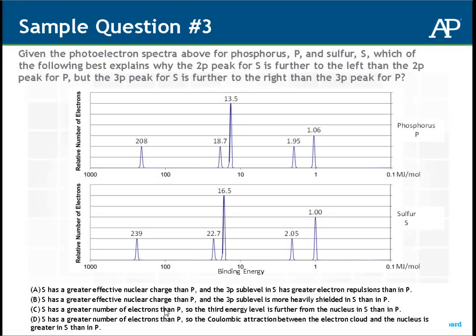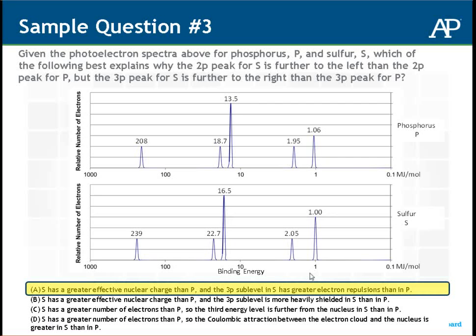C says P has a greater number of electrons than S does, which is true. So the third energy level is further from the nucleus. And that is not true. They are both in the same energy level, which makes them about the same distance from the nucleus. D, S has a greater number of electrons than P, which we said is true. So the Coulombic attraction between the electron cloud and the nucleus is greater in S than in P. Well, while that makes sense, it does not explain why the 3p peak is lower in energy in S. It's inconsistent with the data. So the answer here is A.